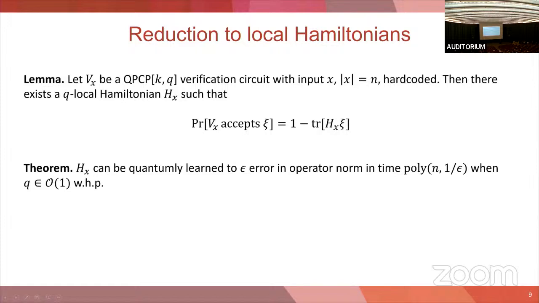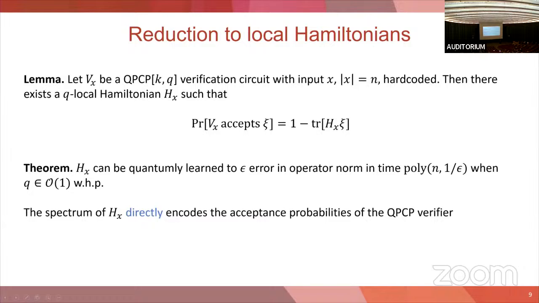And then the whole idea is, of course, that you need to design some quantum algorithm that actually quantumly learns this Hamiltonian up to epsilon precision, and we show this can be done to epsilon error in operator norm in time polynomial in the input size n and 1 over epsilon, with high probability, when q is a constant, so for a constant number of queries. So the spectrum of this Hamiltonian H directly encodes the acceptance probabilities of this verifier. This means if this QPCP verifier originally had a constant relative promise gap, between the completeness and soundness parameters, then it will preserve this constant relative promise gap, which is exactly what we want for a Hamiltonian in the quantum PCP setting.